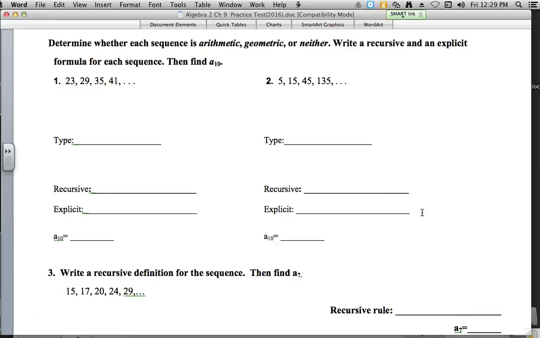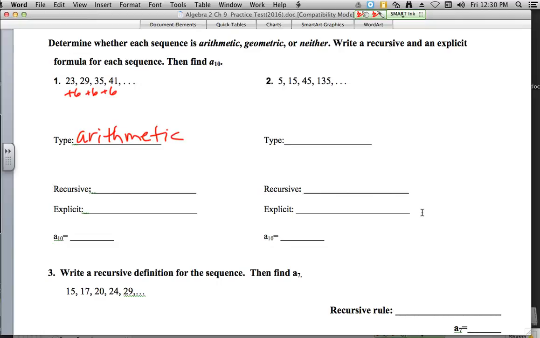The first thing I want to figure out is whether or not they are adding or multiplying, or maybe they're not doing either one. That's the neither piece. So for number one, I see the numbers are going up and I check and I notice that from 23 to 29, they're adding 6. 29 to 35, that's also adding 6. 35 to 41, that is also adding 6. So this is arithmetic. They were adding for each one.